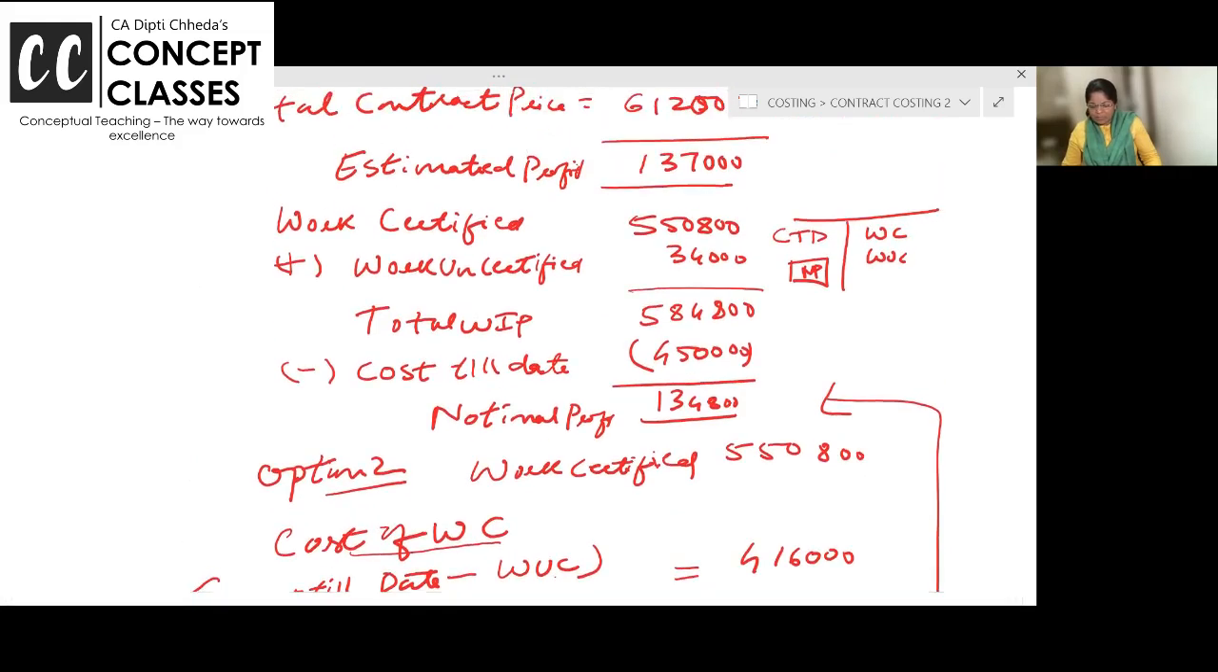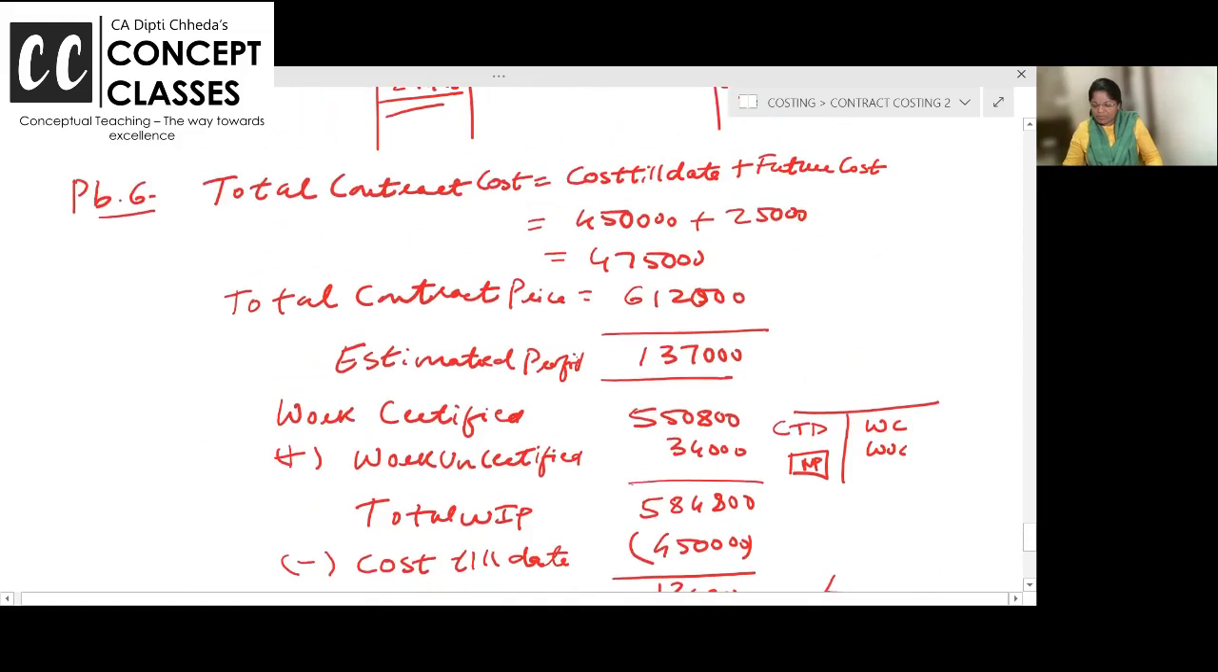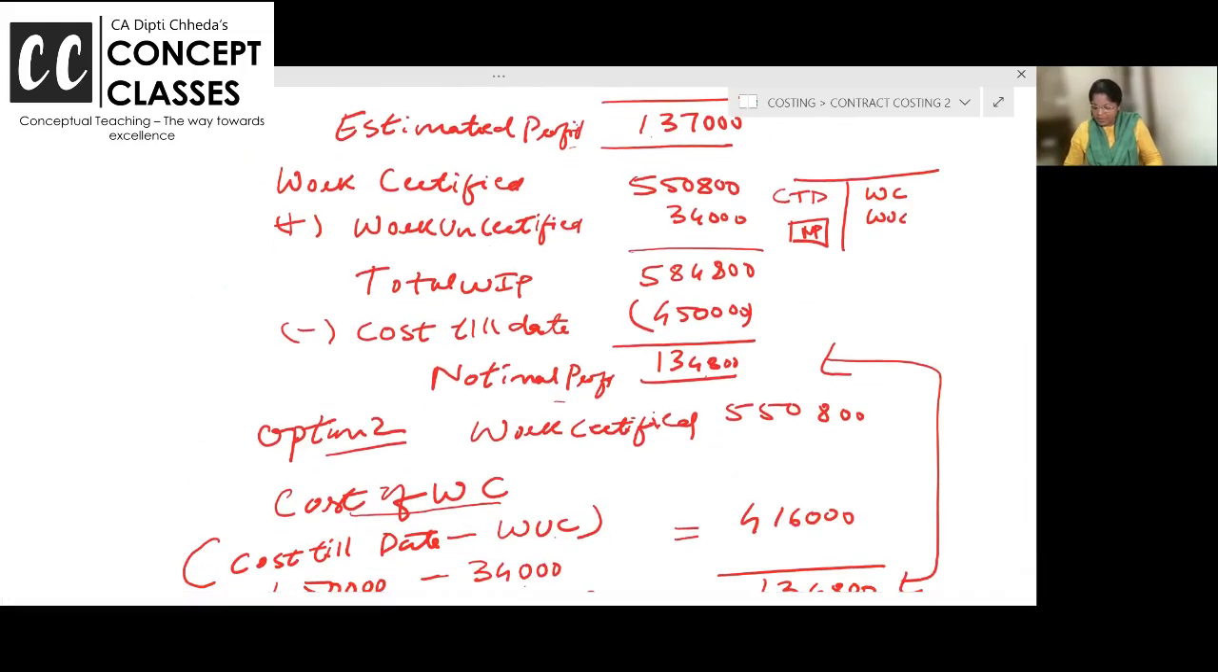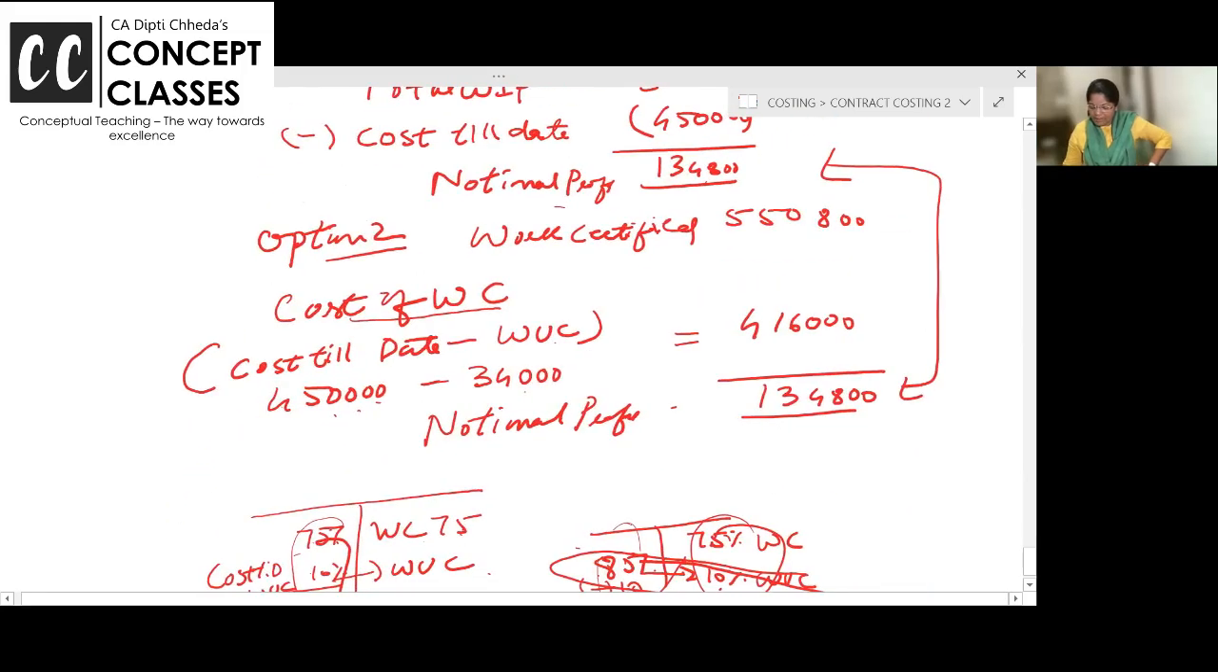Anyone is trying to mug up the formula or clear? Work certified, uncertified minus the cost till date will give you notional profit and cost till date plus future cost and the contract price. This will give you the estimated profit. Okay, why you are getting notional profit different? Tell me. I'm ready to listen. Work certified, uncertified add करना है credit side और cost till date minus करना है. और यहाँ पे cost till date में से work uncertified minus करना है. Because cost till date is 85% suppose.